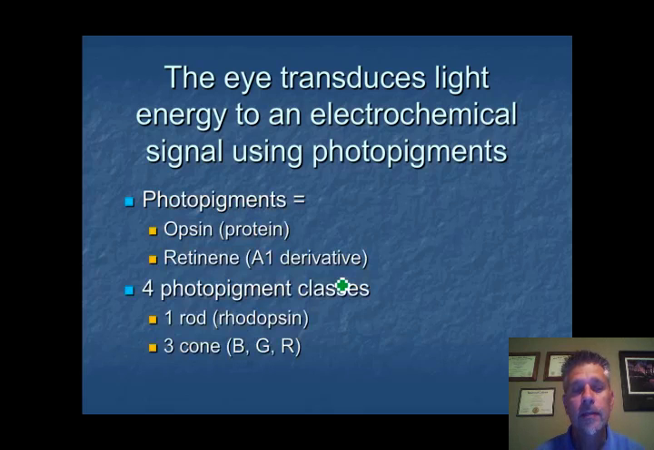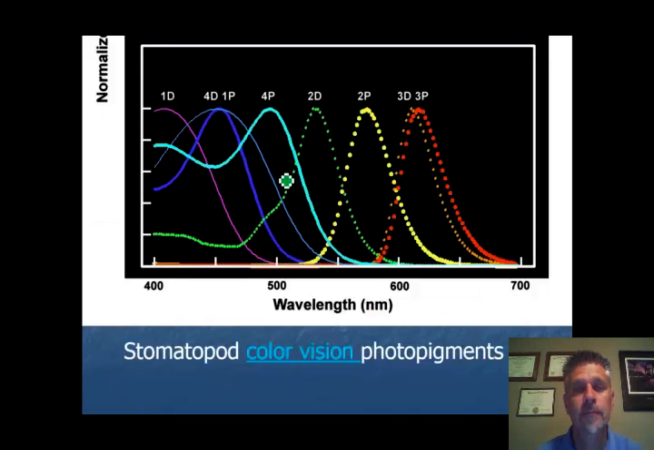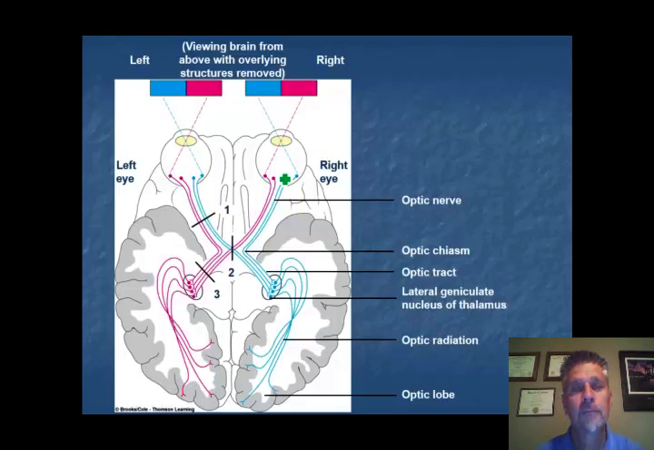But also, like we said, the fact that you have three different cone types. So you should know that we have blue cones, green cones, and red cones. And that when we combine the stimulation to those three different cone types, then we're able to discriminate millions of different colors. Of course, that's nowhere near what the mantis shrimp can discriminate, but that's another story.